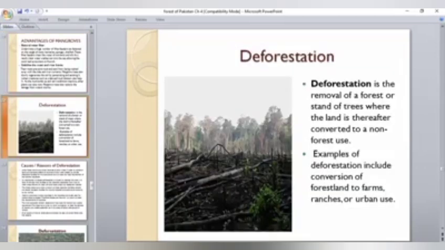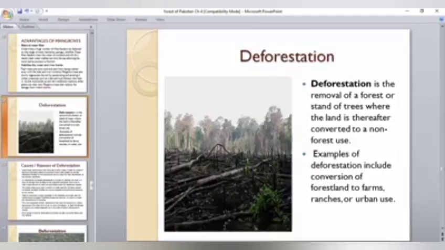Now, deforestation. What is deforestation? It is the removal of forest or stands of trees where the land is thereafter converted into non-forest use. Examples of deforestation include conversion of forest land to farms, ranches, or urban use.